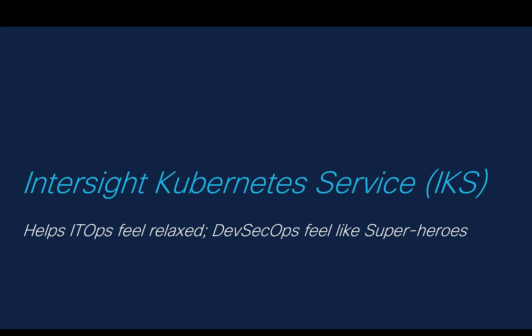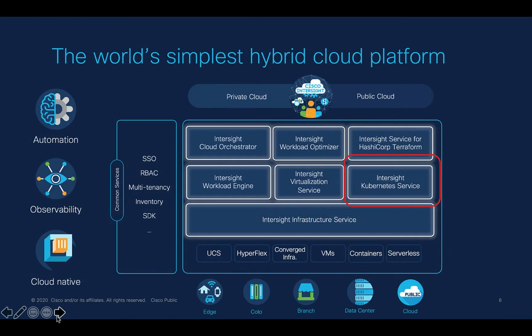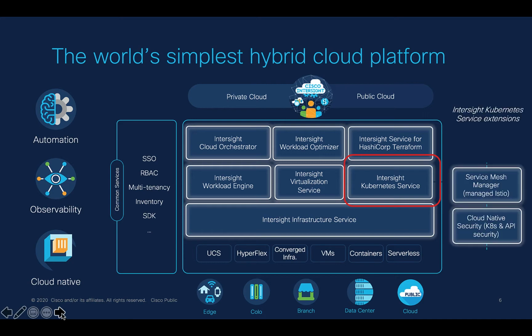Hello everyone, welcome. In this session, we will look at how Intersight Kubernetes Service simplifies Kubernetes operation and makes IT ops feel relaxed, and with application observability and security makes DevOps feel like superheroes. A quick look at Intersight. Intersight simplifies hybrid cloud deployment across any infrastructure, workload, or cloud. Intersight Kubernetes Service is part of the Intersight platform and simplifies cloud-native deployment.